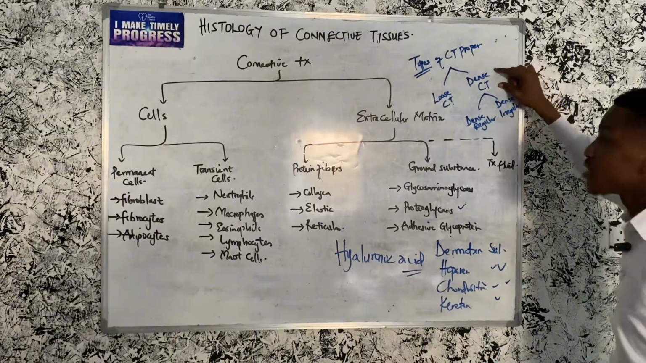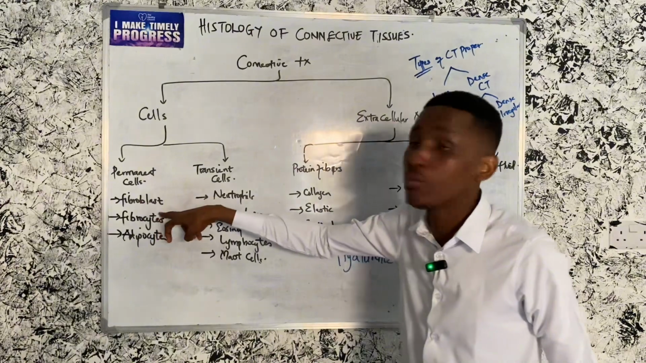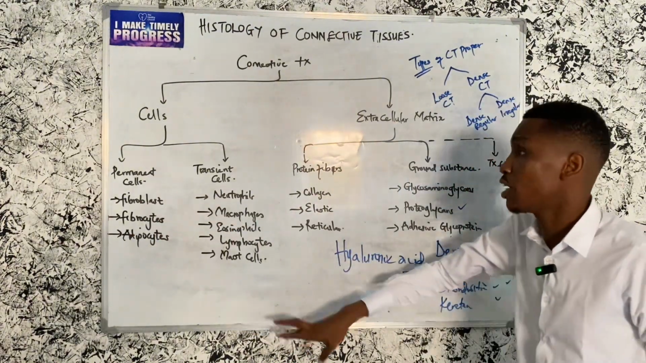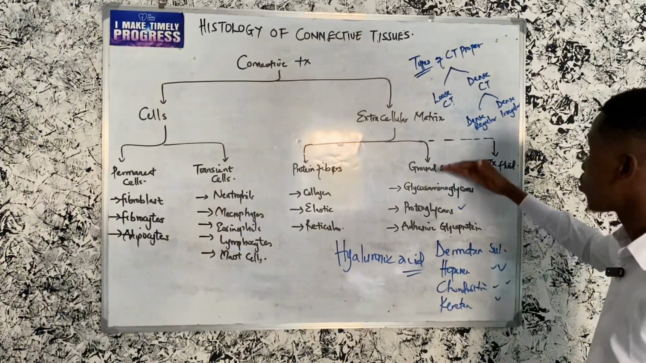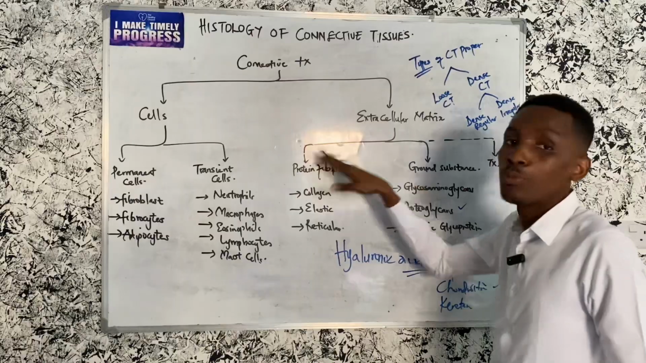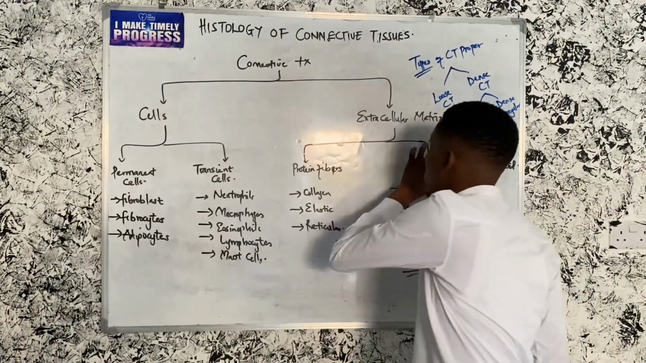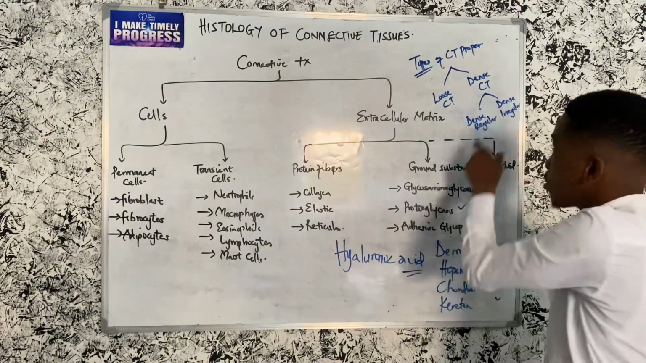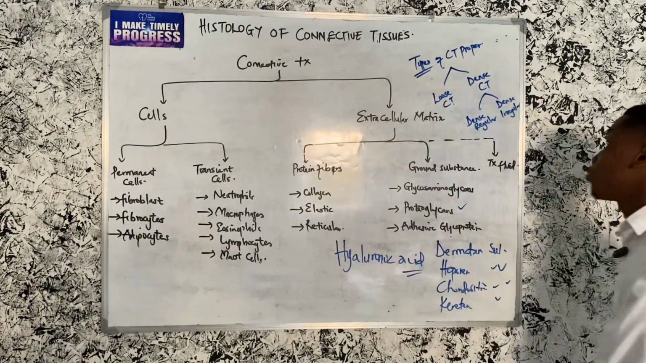For dense, dense will have fewer cell types. In fact, it's really fibroblasts we have there, and few cells generally. Fewer cells and fewer cell types. It will have less ground substance, but the main thing in dense is protein fibers. For loose, you had cells and ground substance and little of protein fibers. For dense, you have protein fibers, little of cell types, little of ground substance.